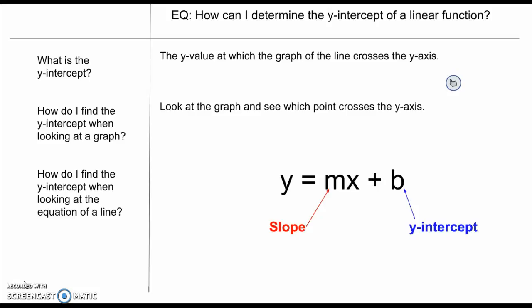First thing we need to determine is what is the y-intercept. Y-intercept is the y value at which the graph of the line crosses the y-axis. To find the y-intercept when looking at a graph, all you're doing is looking at the graph to see which point crosses the y-axis. When you have an equation, to find the y-intercept, you look at the equation y equals mx plus b. In this slope-intercept form, we know that m is our slope, but b is our y-intercept.